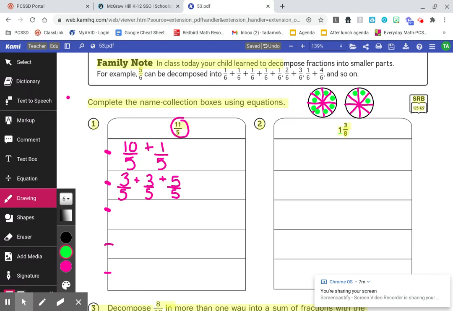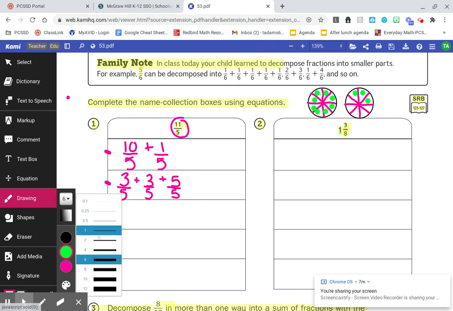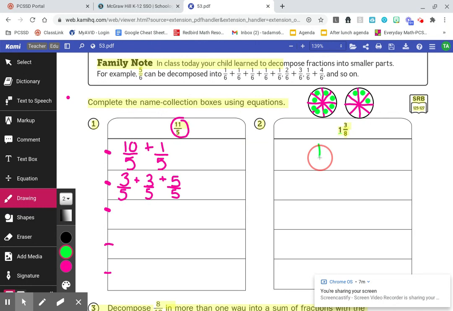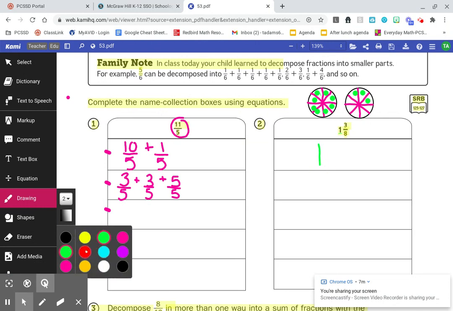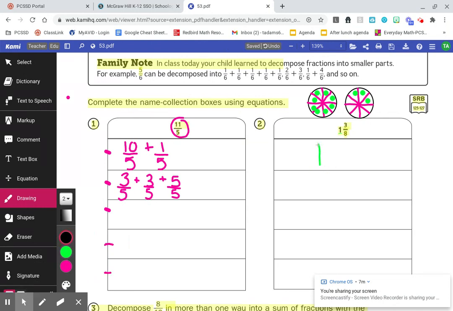So we're going to break this down into smaller pieces. We're going to decompose it. The easiest way to decompose this mixed number is to write the whole number first, 1, plus our fraction. 1 plus 3/8.